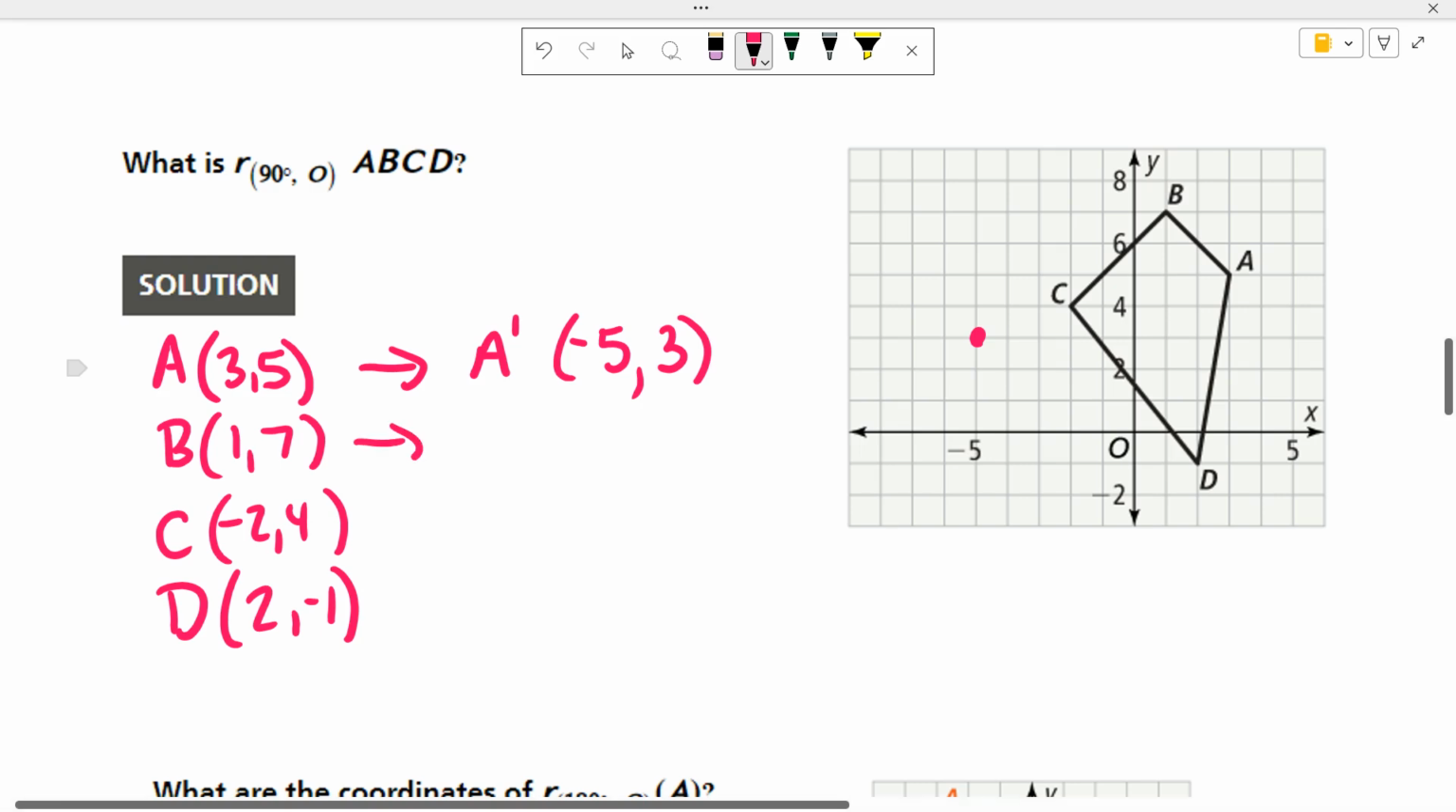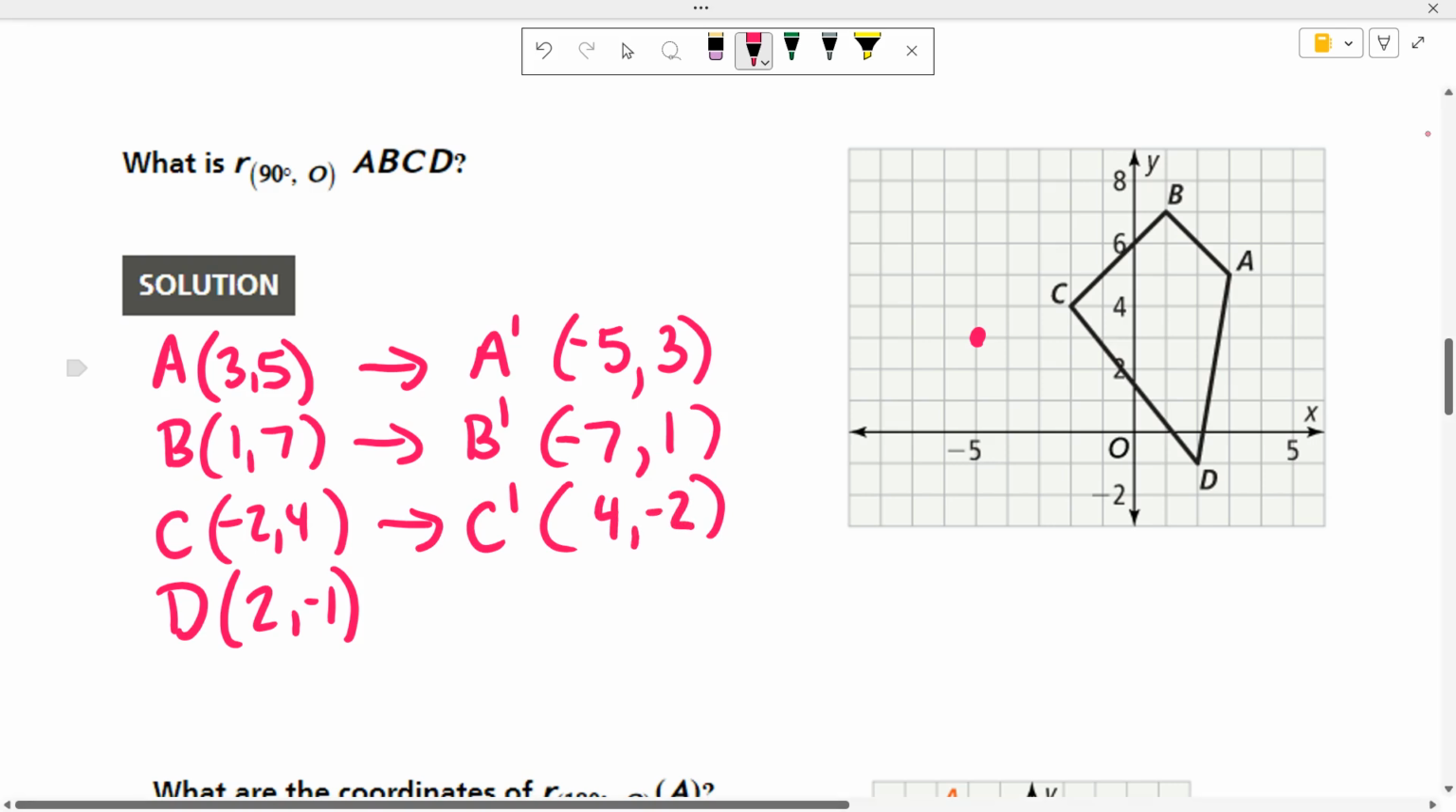Okay? B prime. You switch the 1 and the 7 around, and which one becomes negative? The 7. C prime, switch them around, (4, negative 2), and the 4 becomes negative.